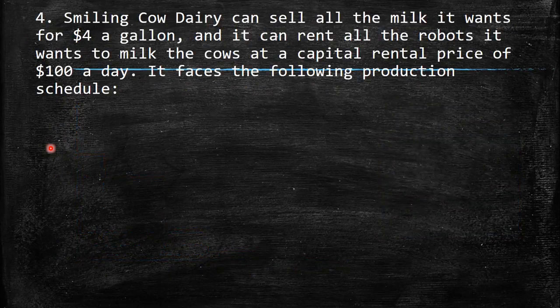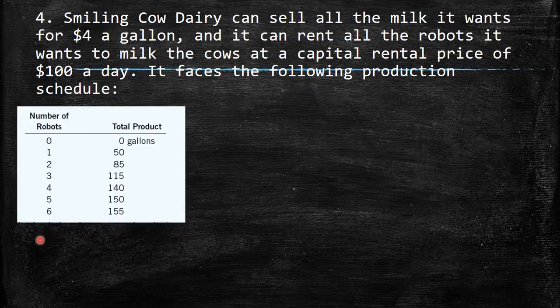Smiling Cow Dairy can sell all the milk it wants for $4 a gallon, and it can rent all the robots it wants to milk the cows at a capital rental price of $100 a day. It faces the following production schedule. So here we have the number of robots, which is basically the capital. In the previous exercise, we had labor as the factor of production. Here we are just considering the robots that are capital, and then here we have the production. So this is basically the same idea.